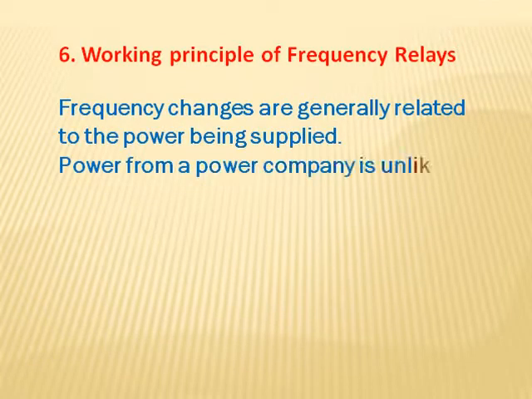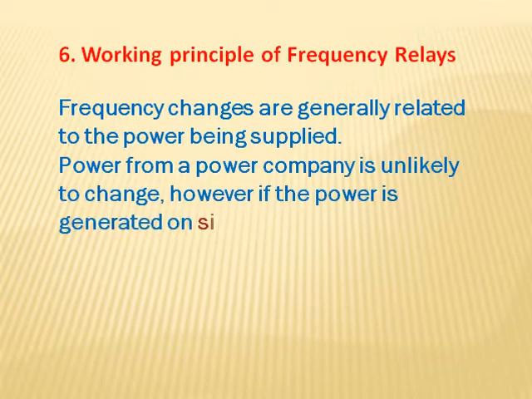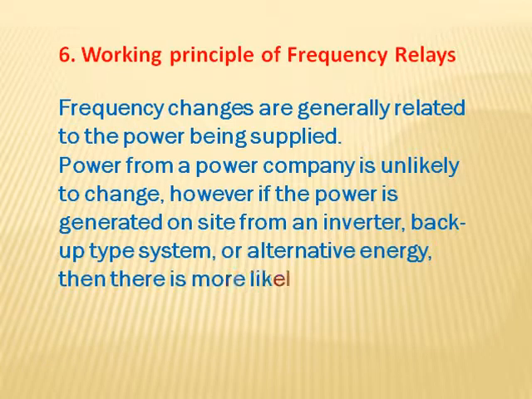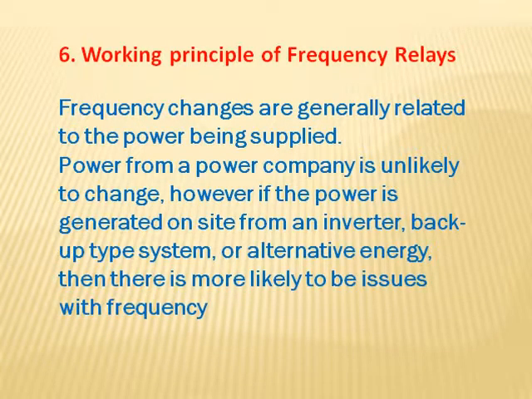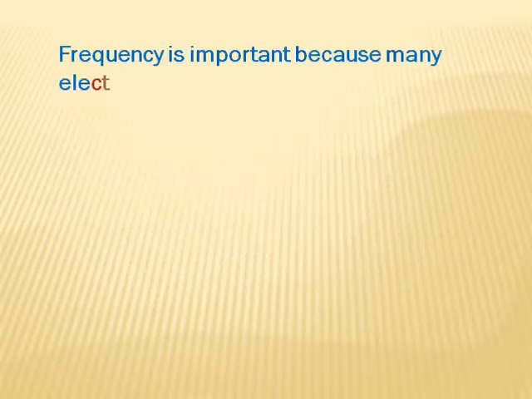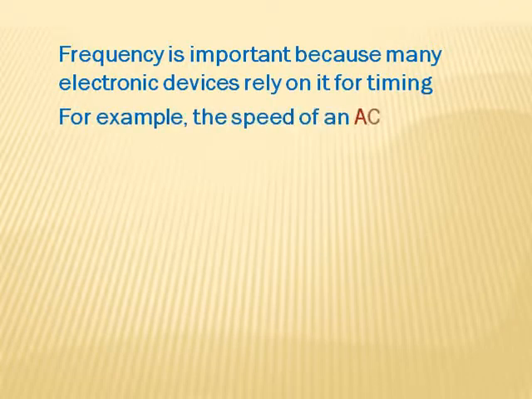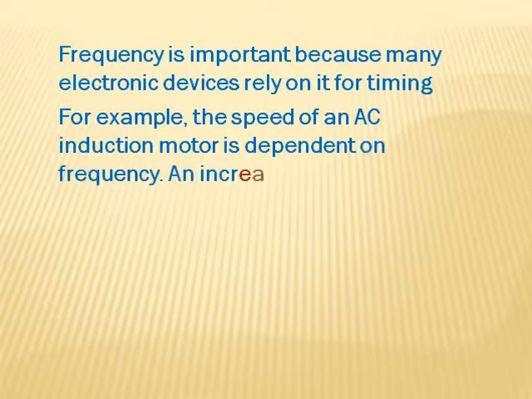Power from a power company is unlikely to change, however, if the power is generated on site from an inverter, backup type system, or alternative energy, then there is more likely to be issues with frequency. Frequency is important because many electronic devices rely on it for timing. For example, the speed of an AC induction motor is dependent on frequency.